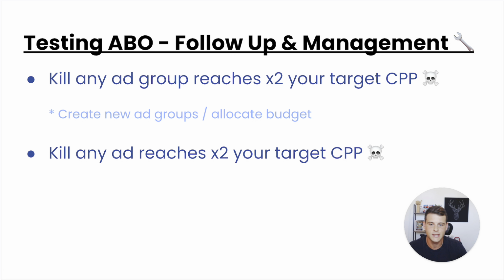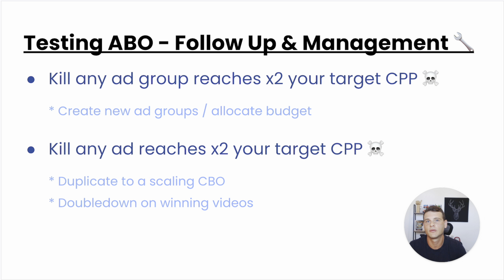Second step will be the same concept. We're going to kill any ad creative that reaches twice our target cost per purchase. The ones that will be performing the best, we'll be duplicating them to a scaling CBO. And as I mentioned before, you want to double down on the creatives that work the best for you.